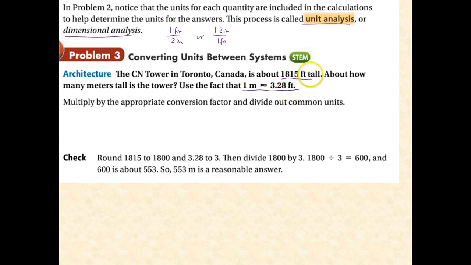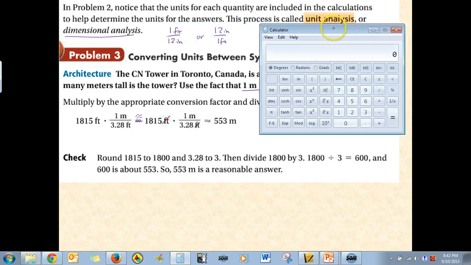That's correct. We're starting with feet, so we want feet on the bottom so that the feet will cancel. So 1,815 feet times 1 meter over 3.28 feet equals, I guess we should probably use squiggly equals here since this is approximately equal to 1. Remember, because 1 meter is approximately equal to 3.28. So this should be approximately equal to, let's see, and then we do 1,815 divided by 3.28, and you get, let's see what that looks like on Mr. Calculator here, so we know how they're rounding.